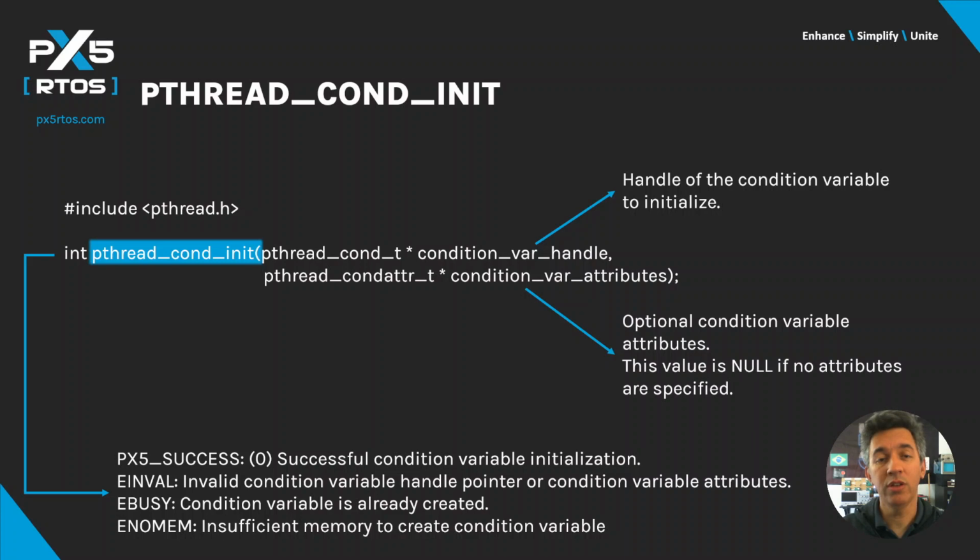Before we can use a condition variable, we must first initialize it. We do that with a pthread_cond_init API call, passing the handle of the condition variable to initialize, any optional attributes, and then checking the return for errors.